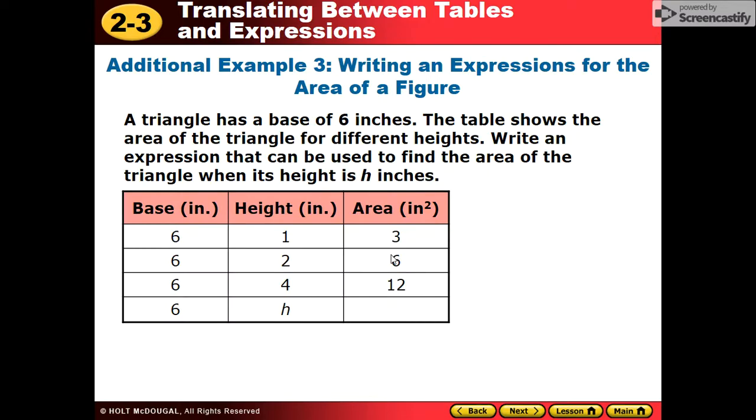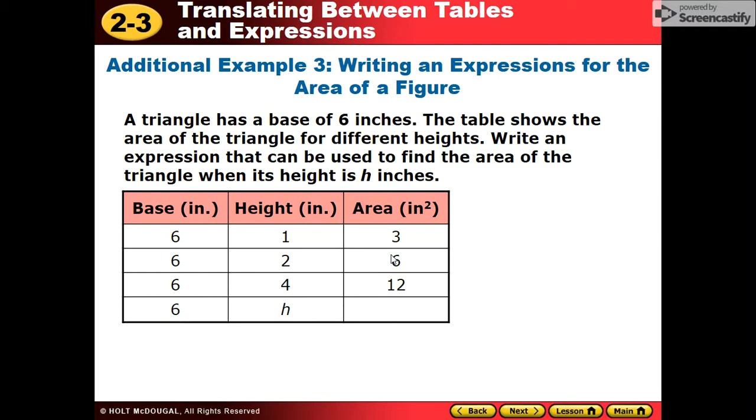Here is example 3. It says writing an expression for the area of a figure. A triangle has a base of 6 inches. The table shows the area of the triangle for different heights. Write an expression that can be used to find the area of the triangle when its height is h inches. Again, try to look for a pattern here.